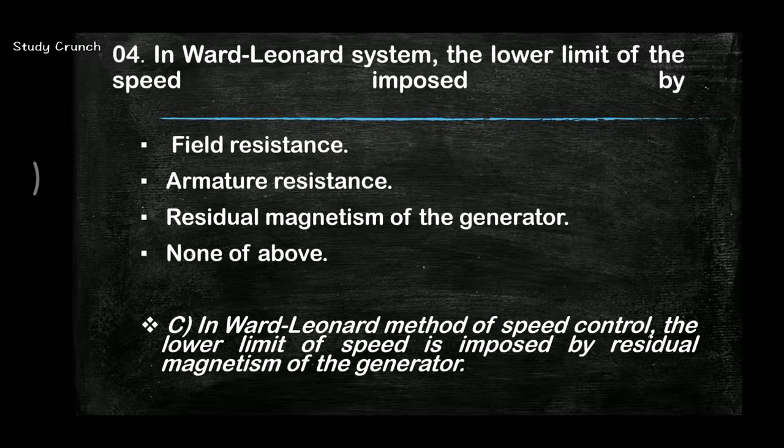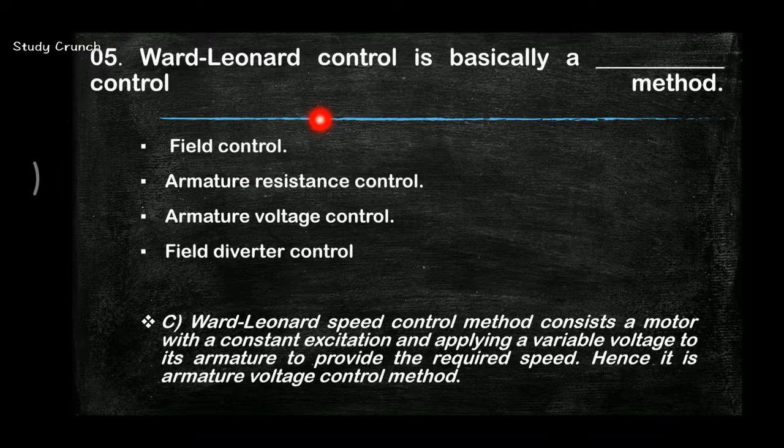Next, Ward-Leonard control is basically which type of method? We can control what parameter? So the answer is, the Ward-Leonard speed control method consists of a motor with a constant excitation and applying a variable voltage to its armature to provide the required speed. Hence, it is an armature voltage control method. So the answer is C, that is armature voltage control. So the Ward-Leonard method is used for armature voltage control.